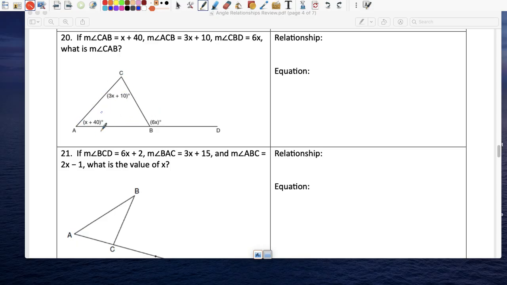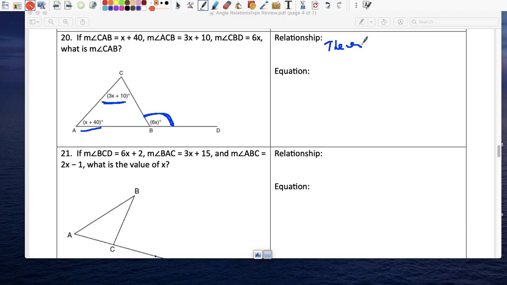CAB, well, okay. I don't even know why we have the angles, so we have this exterior angle, and we know that this exterior angle is going to be equal to the sum of this angle and this angle. So I'm going to write the relation.